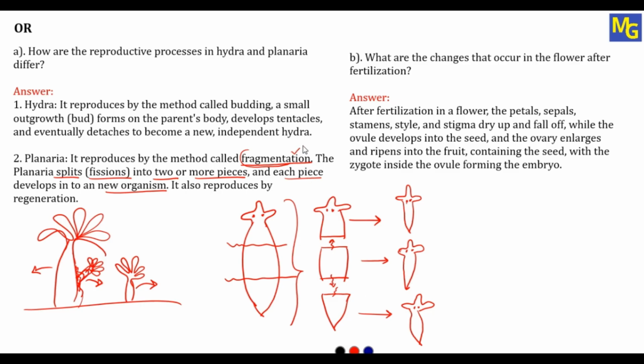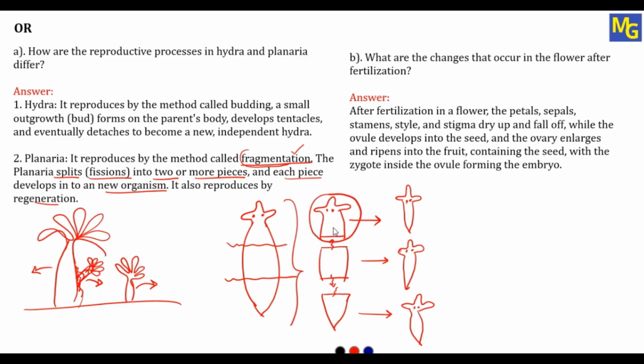Why is it called fragmentation? Because it splits into three different pieces. It has fragmented and given three different pieces, so it is called fragmentation. Fission means breaking, and it is also called regeneration, because whatever part is missing, that part will regenerate.